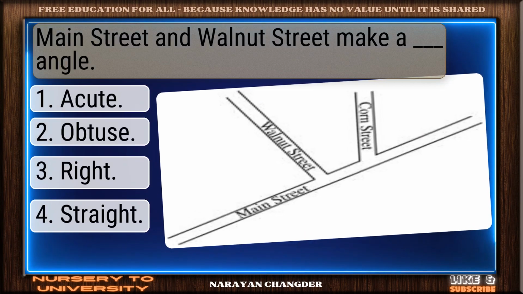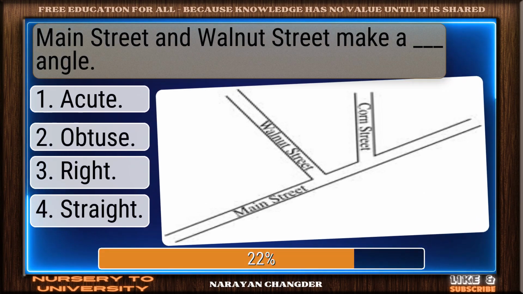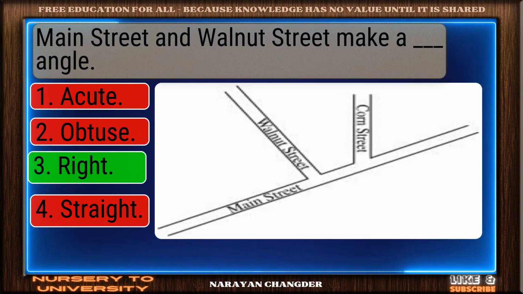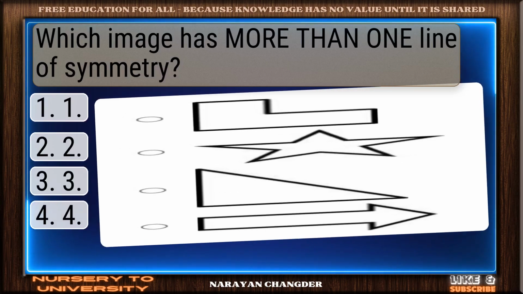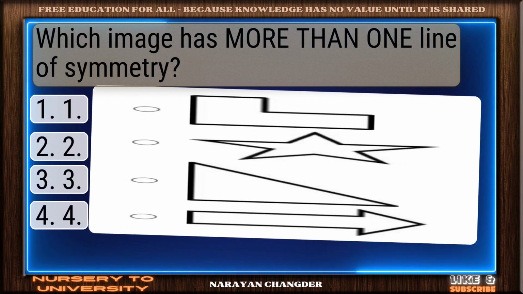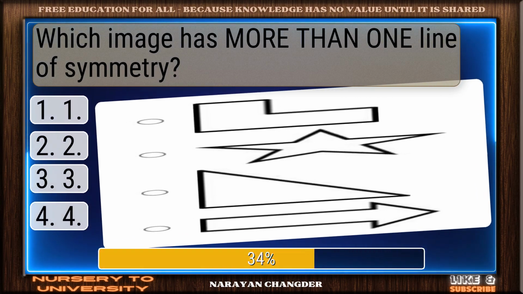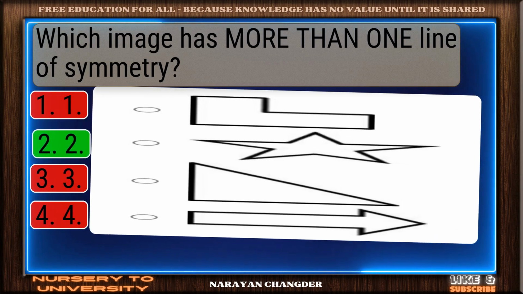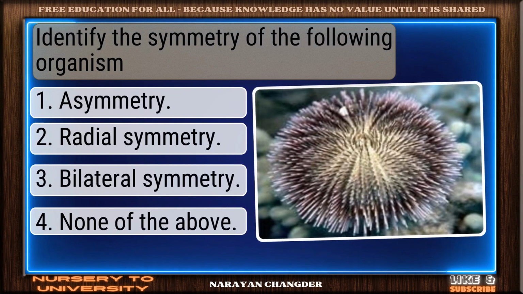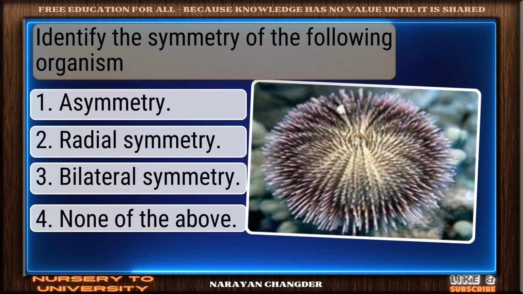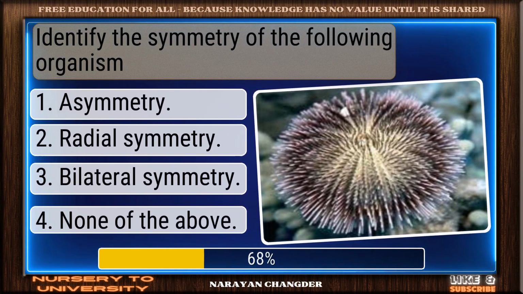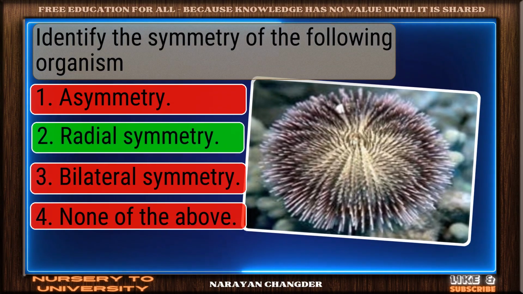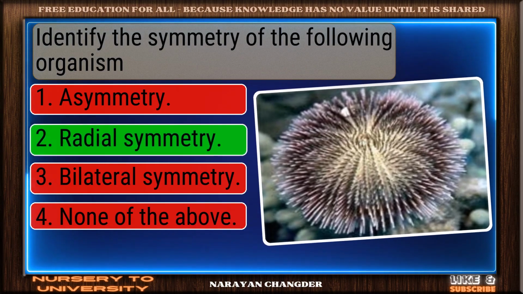Main Street and Walnut Street make a dash angle. Great thinking. Right is the right choice. Which image has more than one line of symmetry? Correct. 2 is the right answer. Identify the symmetry of the following organism. Smart move. Radial symmetry is an accurate answer.